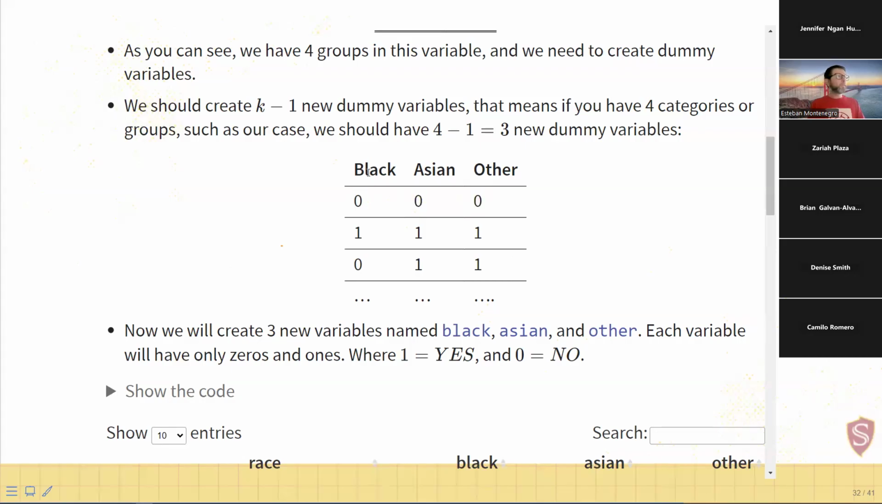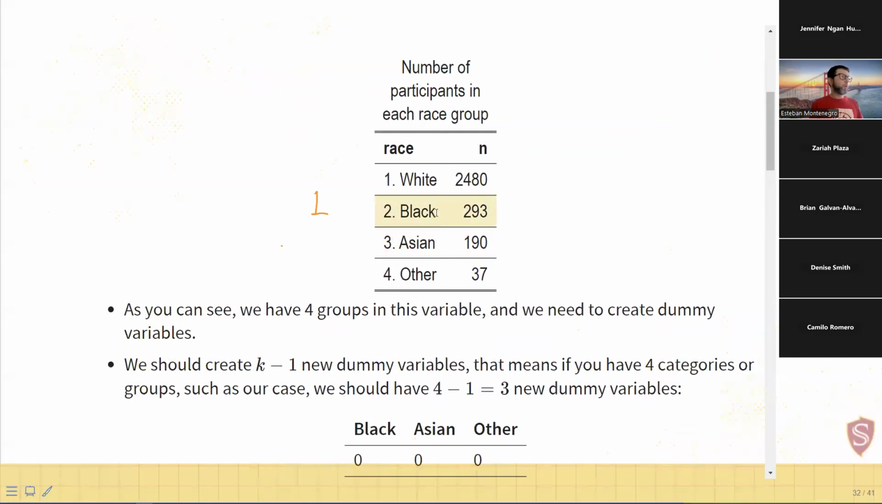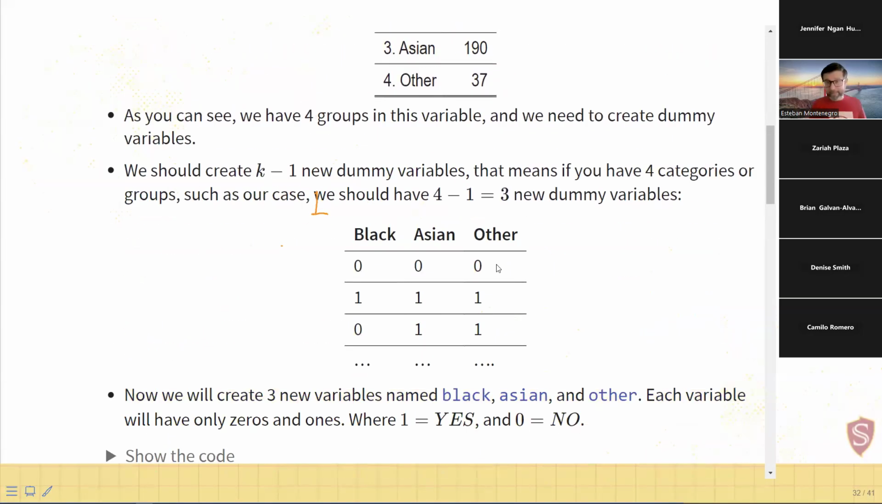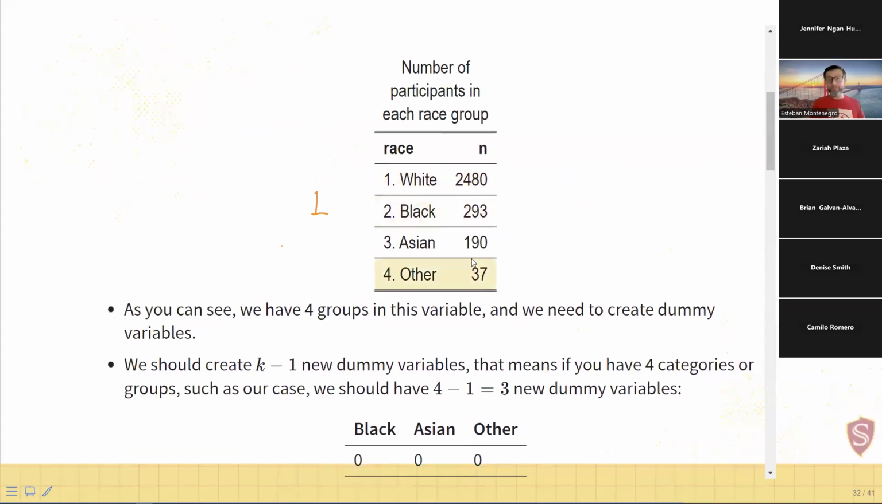Remember, each of these rows is a person. So this person right here, observation number one, let's imagine this person is white. How do we know that? Because she or he is zero on black, zero on Asian, and zero on other. Therefore, she or he should be white. That's the only option in this dataset. Remember, we have only four groups: white, black, Asian, and other. So that's why we don't need to create another column for white. We don't need it because white is my reference group.